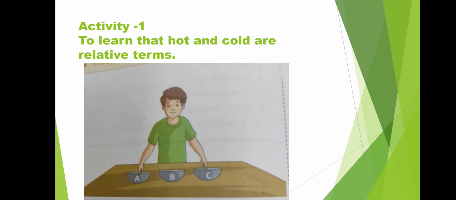After some time, take out both hands from bowl A and bowl C. Now put both hands in bowl B. What we observe, we feel that to one hand the water feels cold and to the other hand it feels hot, though both the hands are in the same bowl.